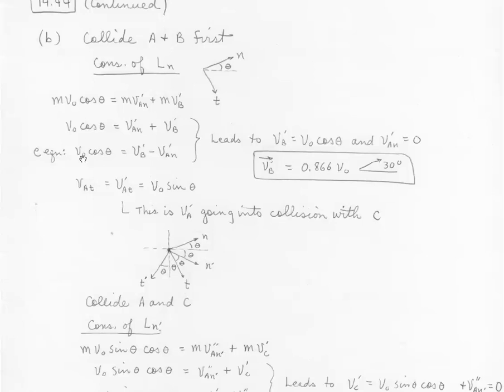If we do our coefficient of restitution equation for this collision, we have V naught cosine theta before, minus the velocity of B before, which is 0, equal to the velocity of B afterwards, which is this, minus the velocity of A afterwards, which is this. If you add these two equations together, you get 2VB prime equal to V naught cosine theta, which leads to VB prime equal to V naught cosine theta, and VA prime is then equal to 0.